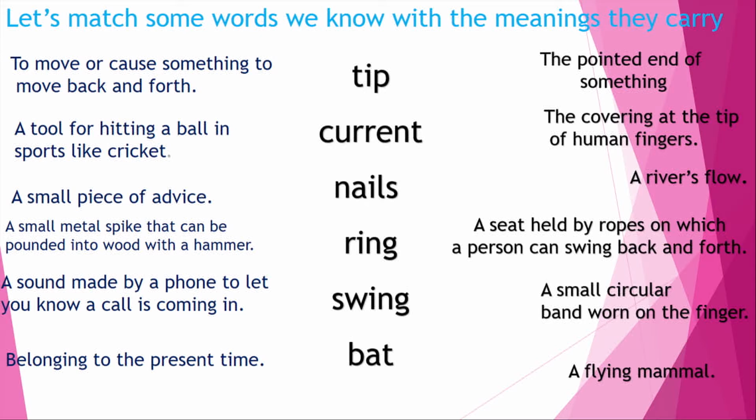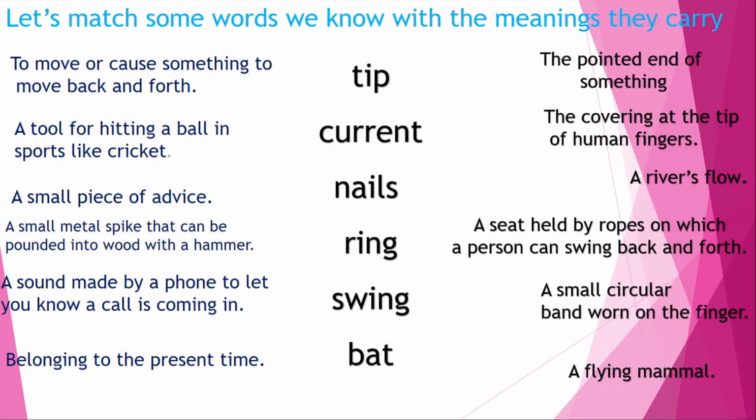So we have tip, current, nails, ring, swing, and bat. Good, so those are the words that we are dealing with. So let's deal with some possible meanings. Of course they are out of order, so you will have to decipher where they're supposed to be and match them accordingly, either in your head, or if you're a fast writer, you can write it down.